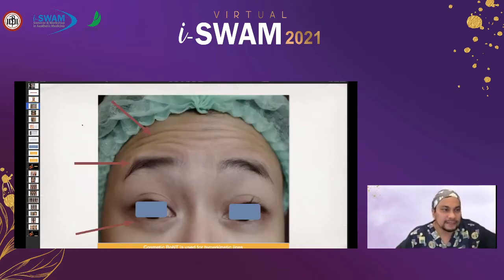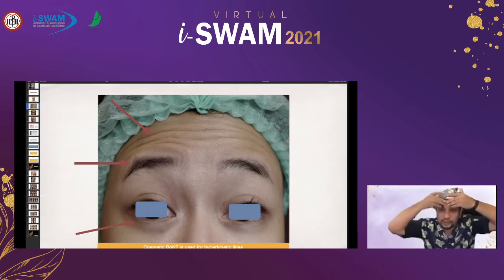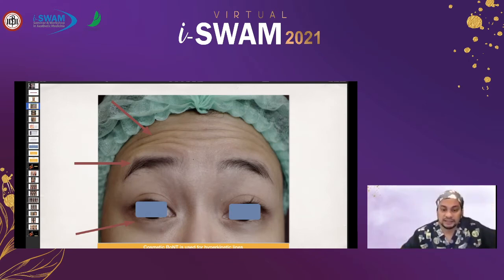All right, like this case, this is a hyperkinetic line. You can see the wrinkles of the frontal area. We can ask the patient to lift up their brow, and then you will see the lines here. This is a hyperkinetic line. It gets worse in some people when they do the expressions. This kind of case is an indication for Botox, for botulinum toxin.